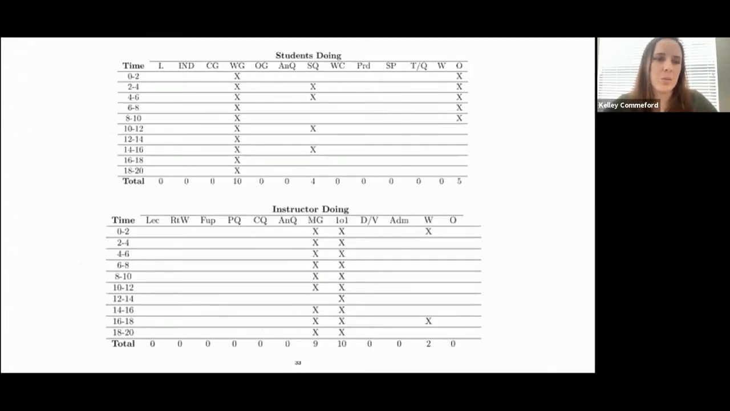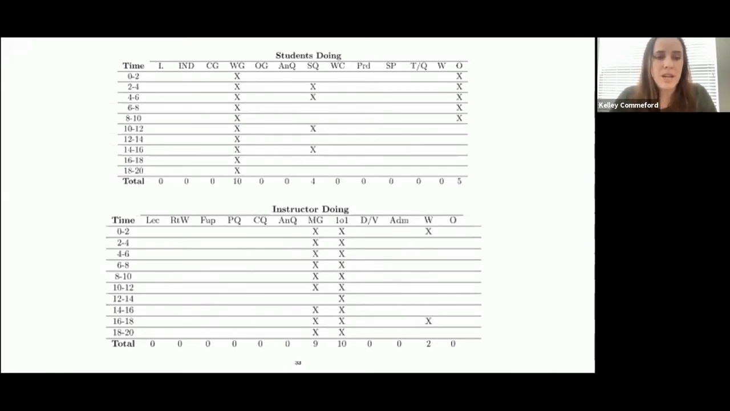This is what a COPUS observation looks like. We have all of our codes across the top, and our time is broken up into 2-minute intervals. We place an X in the column of the code if this behavior occurred during this time interval for at least 5 seconds. And then at the end, we can add up the total number of check marks in each column and create what's called a COPUS profile.